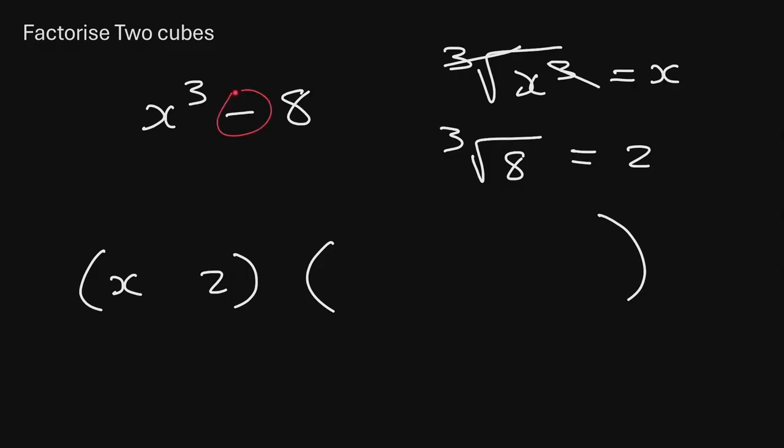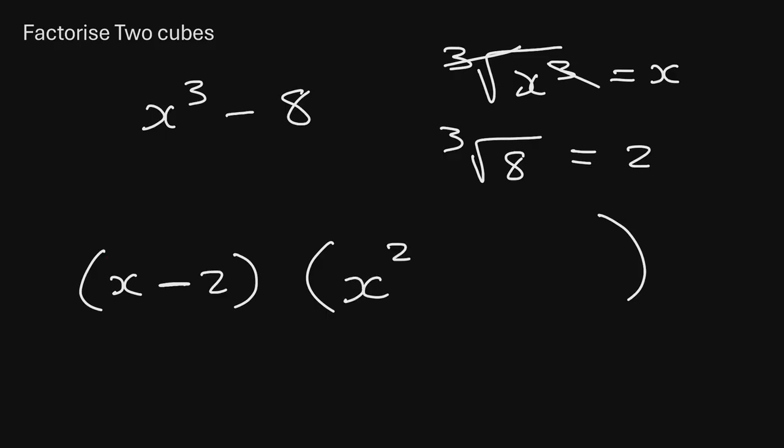If it is plus there, you put the plus there. If it is minus, you put the minus. So you keep the sign as negative there. And then what you're going to write on this side here, you're going to square the first term. So the first term is x. You're going to say x multiplied by x, which is x squared. So you square the first term.